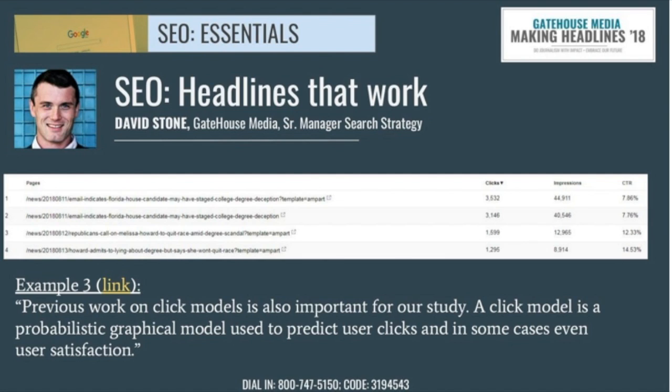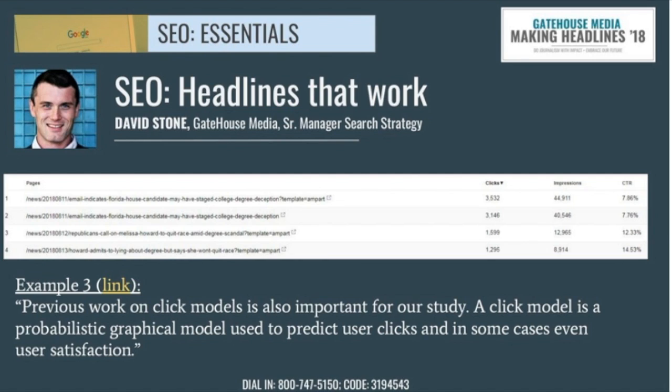But what I want to point out to you is look at the click-through rate. So this 7. Go ahead. No, it's 7 on the first one, but then down to 12 and 14. That's right. And the difference in those stories is the headlines that I just showed you. That is the difference in click-through rate for Melissa Howard to those 2 stories.